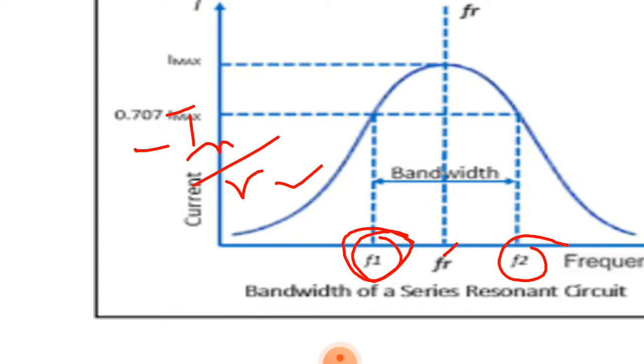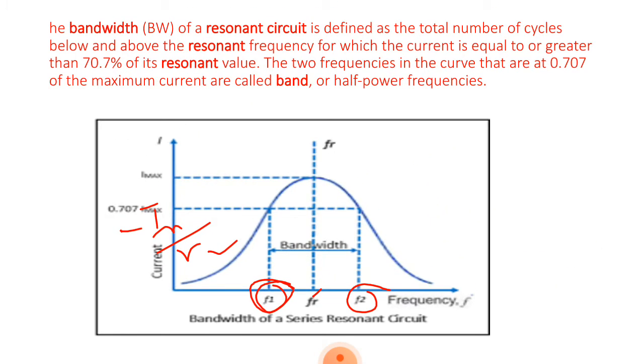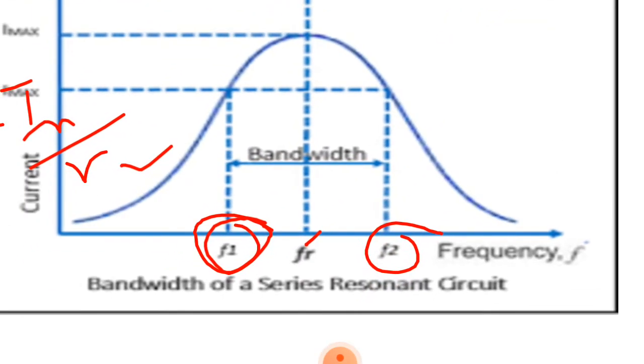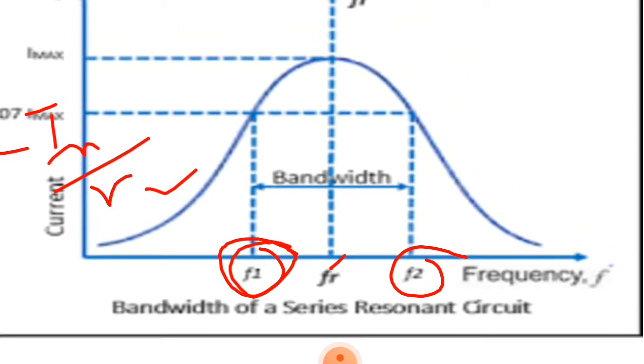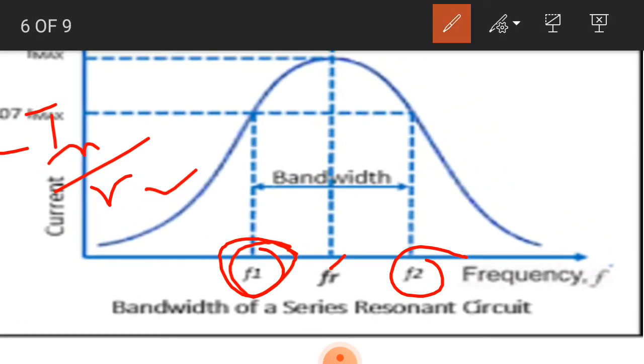And corresponding frequency in the lower band we will call lower sideband. And this difference of the frequency, higher sideband frequency and lower sideband frequency, we will call band gap, or bandwidth.